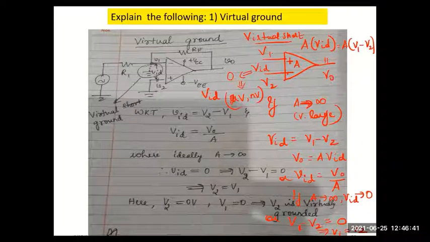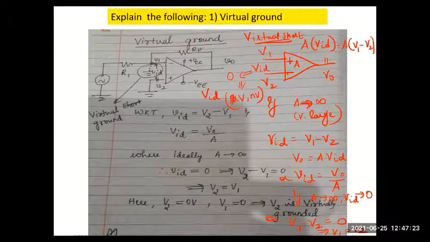So you can equate V1 to V2 by considering the difference between the two signals to be very, very small, so that you can almost consider both are equal to one another. This concept of considering the voltage at one terminal equivalent to the voltage at the other terminal can be used for easier analysis of op-amps, and we call this the principle of virtual shorts. So it appears that there is a virtual short circuit between the two input terminals of the op-amp.